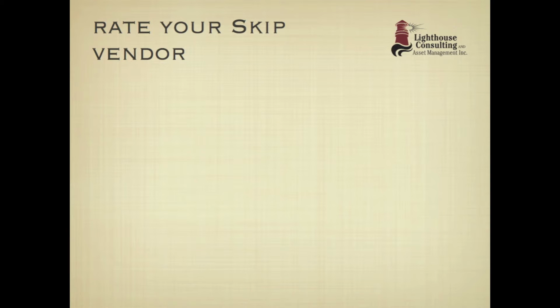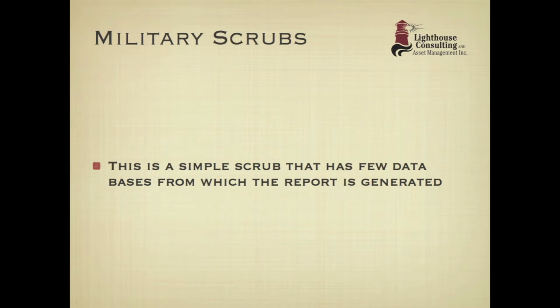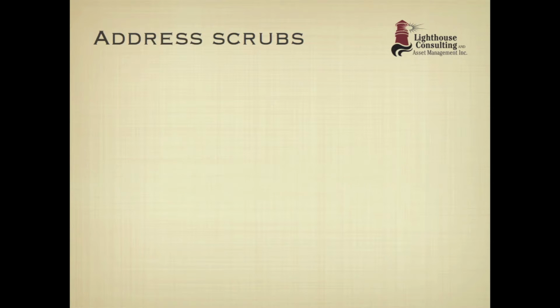Let's talk about scrubs. Scrubs are mass electronic files designed to append specific information about the debtor, whether he's filed bankruptcy or not. The debtor may be deceased, they're active duty military, or maybe they filed previous FDCPA suits. You can take something like a military scrub where the information is obviously coming directly from the government and can't come from too many other locations.